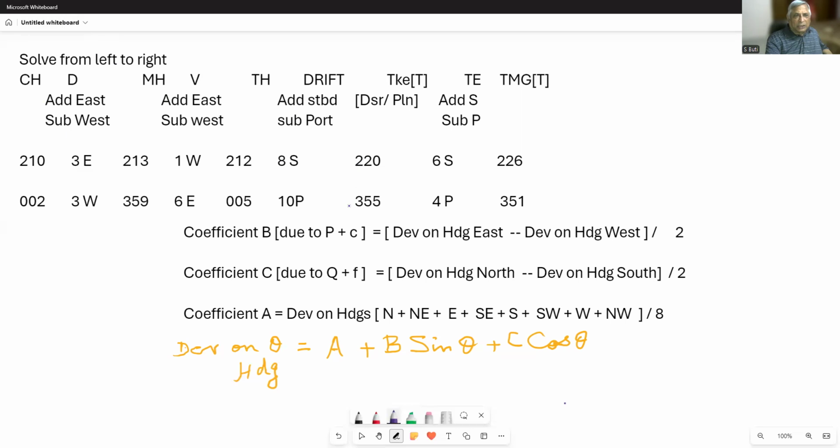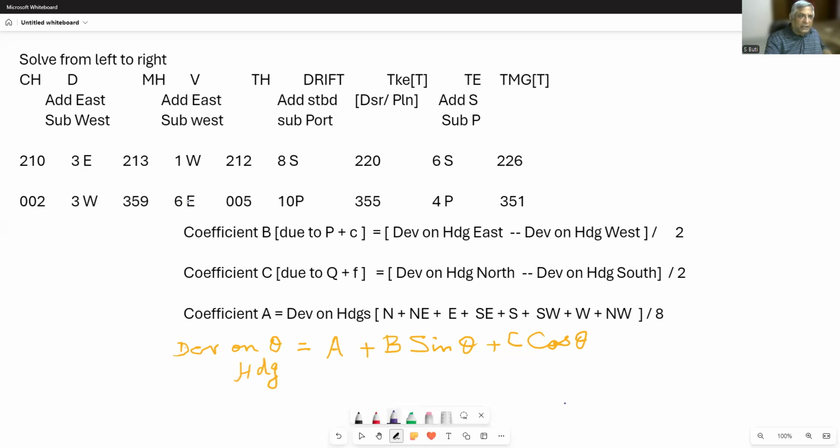And here is another example for you for your practice. 355 is my desired track. Drift is 10 degrees to port. So I'll fly a heading 10 degrees to starboard. That will be 365, which is equal to 005.